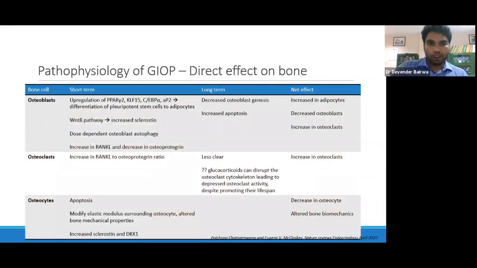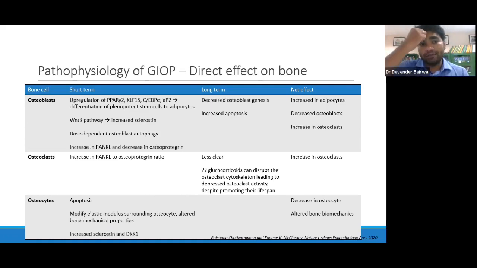Now, if you see pathophysiology of steroid-induced osteoporosis and the effect on the bone, there are effects on osteoblast, osteoclast, and osteocytes. As we know, these three are the principal cells which are present in the bone. There are some short-term effect, long-term effect, and net effect. So if we see in osteoblast, there is upregulation of PPAR gamma 2, KLF15, and other genes that are involved in differentiation of pluripotent stem cell to adipocytes. It means more fat cells will be forming.